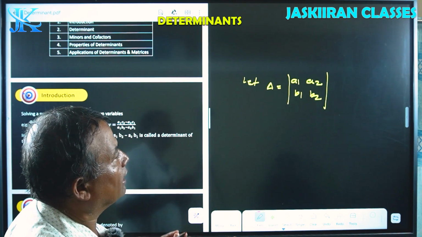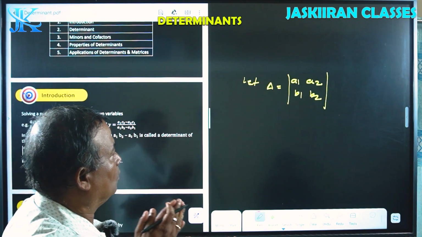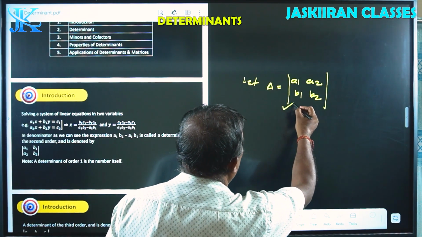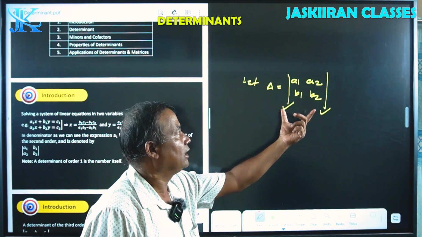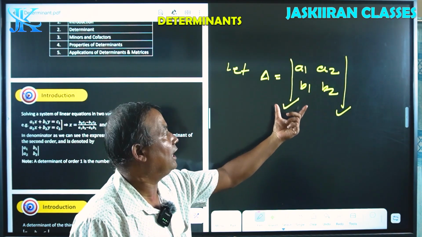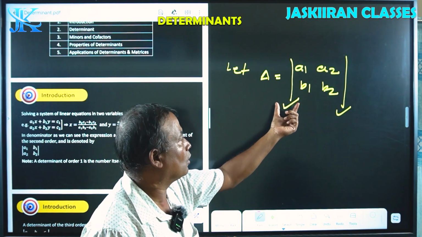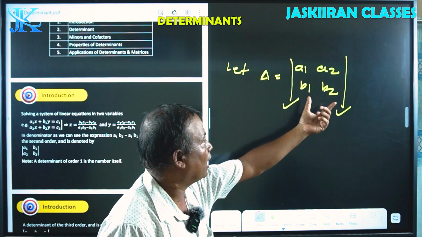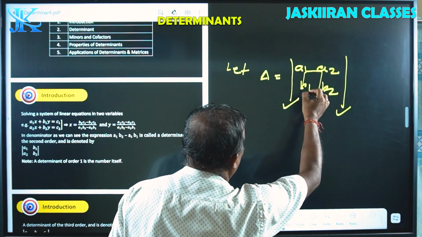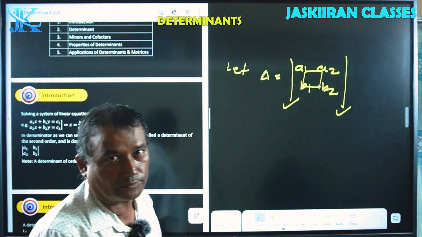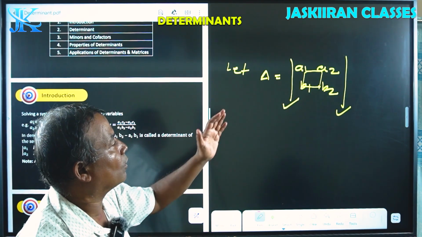Actually, the determinant is an algebraic term. Without the symbol, we cannot say it is a determinant. It is always a term of symbolic mathematics. Symbolic mathematics means whenever we write two vertical bars, two parallel lines, with four elements in a square, then it is called a determinant. The order is 2x2.